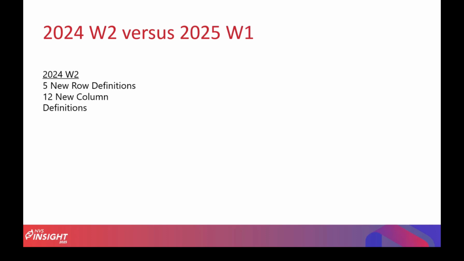So last fall, we saw 5 new row definitions and 12 new column definitions, which basically turns into a whole lot of additional reporting options for you that you can steal out of the Contoso test company and apply to your own company for your own use. With the spring wave, we have 2 new row definitions and 4 new column definitions, and I'll talk with you a little bit about what those entail.